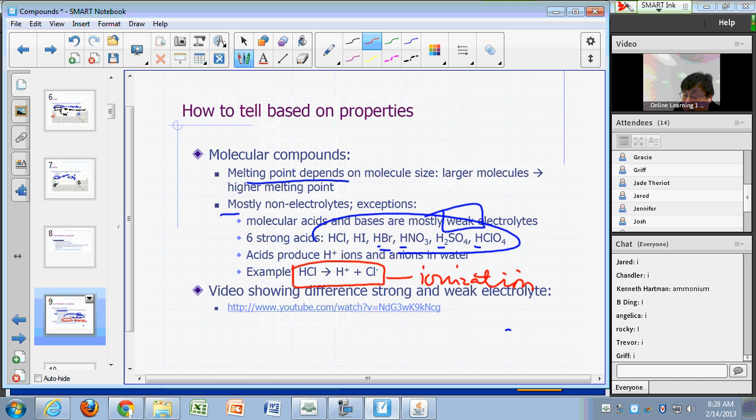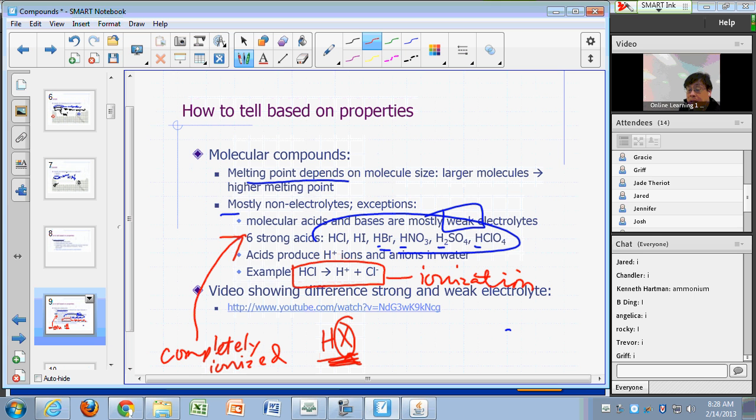Now, most acids can be represented by something like HX, where X is something. Most acids are only partially ionized. In other words, at any given time, only a small fraction of those acid molecules are broken up into ions. But in the case of strong acids, they are completely ionized. Whereas most acids, other than those six, are partially ionized. Molecular bases are also partially ionized.